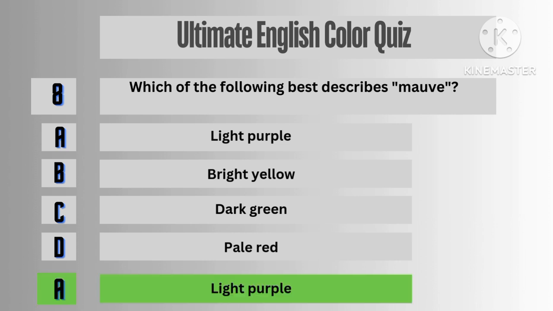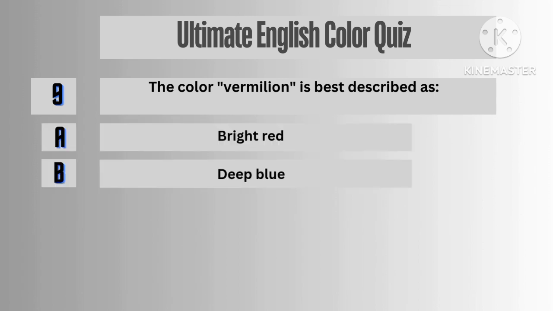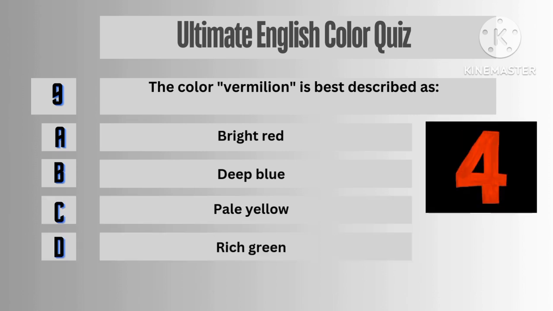Question number 9. The color vermilion is best described as option A bright red, option B deep blue, option C pale yellow, option D rich green. 5, 4, 3, 2, 1. Correct answer is A bright red.